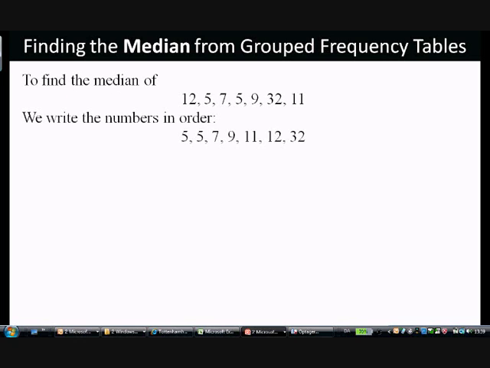So to find the median of those numbers, we just put them in order first, and then the one in the middle is 9, so that's the median. Write that down if you're taking notes.